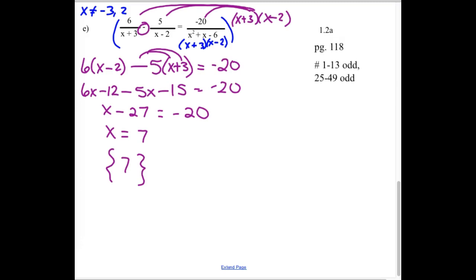Your assignment for section 1.2a. It's on page 118. You're doing 1 to 13 odd, and 25 to 49 odd. Obviously, there's some work to be done to get to those answers. So simply writing the answers from the back of the book isn't okay.